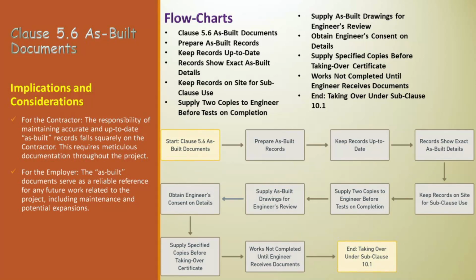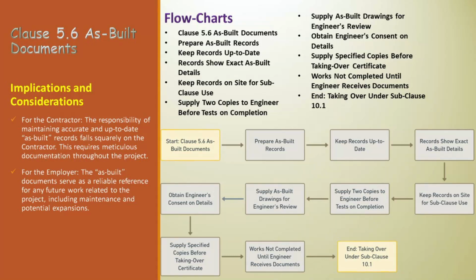Supply 2 copies to engineer before tests on completion. Before the commencement of any tests that are conducted to confirm the completion of the works, the contractor must provide 2 copies of these records to the engineer. Supply as-built drawings for engineer's review. In addition to the records, the contractor must also supply as-built drawings to the engineer for review, as per the requirements of Subclause 5.2. Obtain engineer's consent on details. The contractor needs to get the engineer's approval on the size, referencing system, and other details of the as-built drawings.